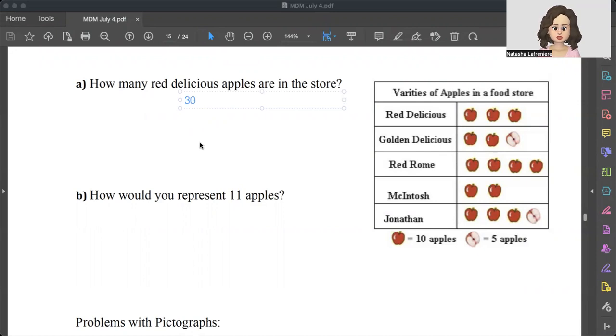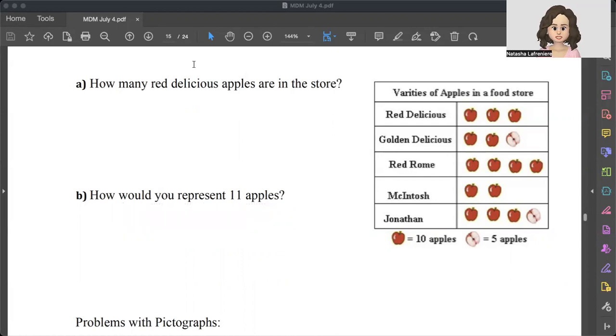How would you represent 11 apples? Based on the scale that we have, it would be very difficult to accurately represent 11 apples. Okay, so this shows us problems that we have with pictograms. You can't split up that apple into 10 different pieces, right, to give you the legend that you need.